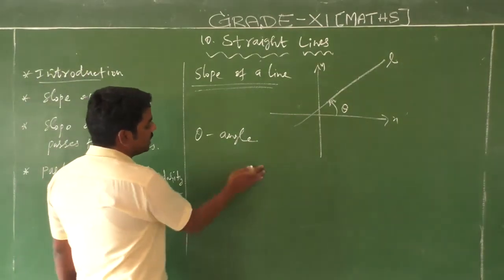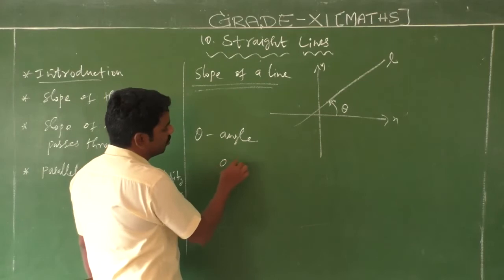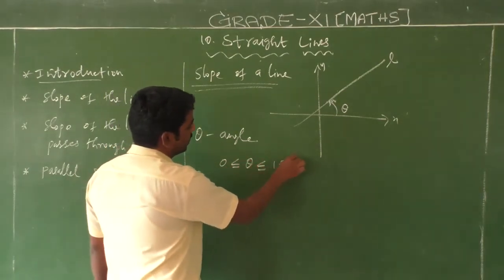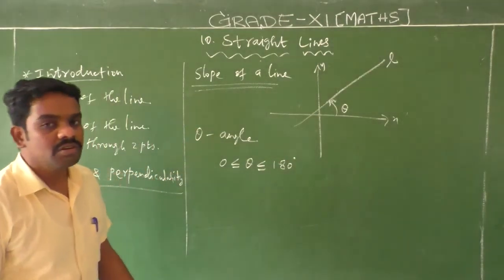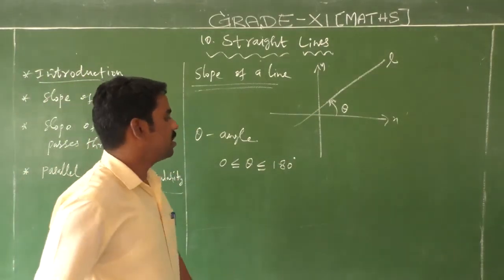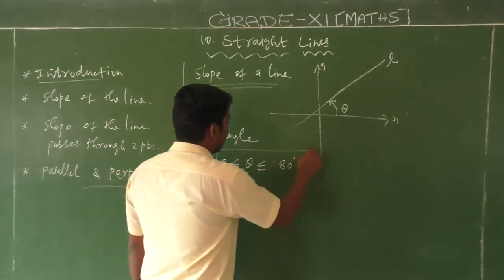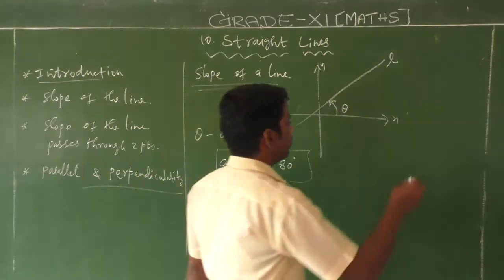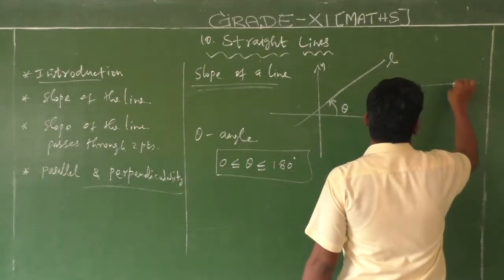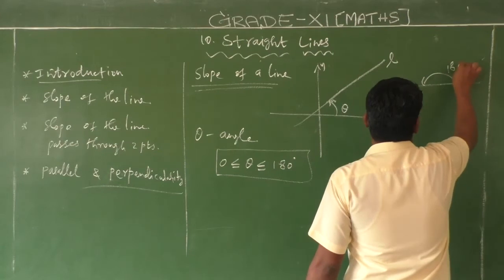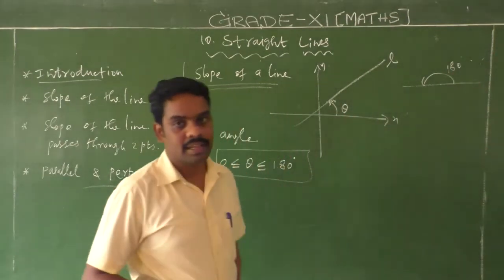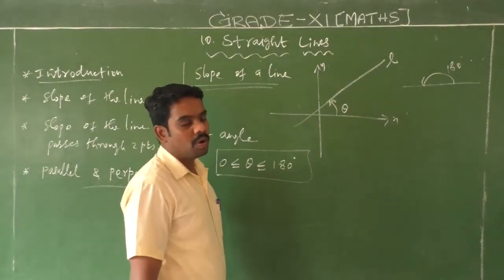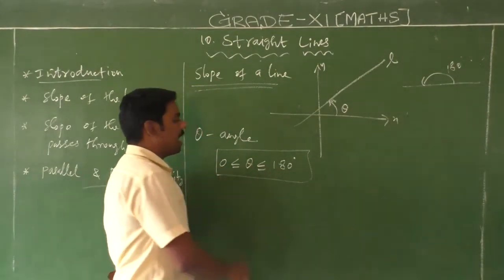The range of theta is 0 less than or equal to theta less than or equal to 180 degrees. We know that the straight angle is 180 degrees. So this line is from 0 to 180 degrees. This is the angle of inclination.